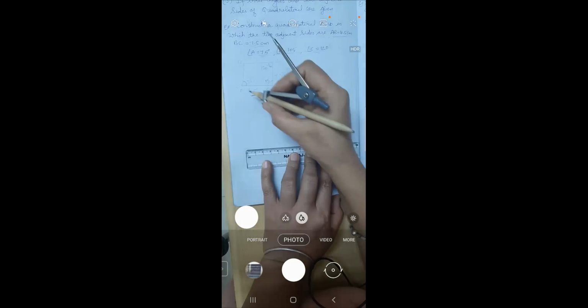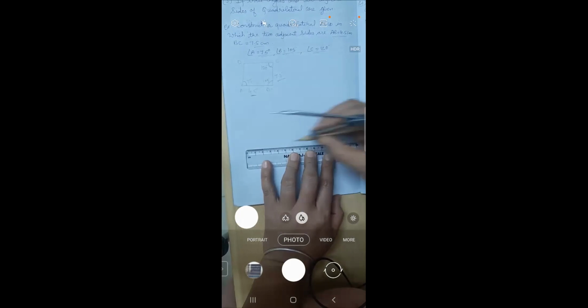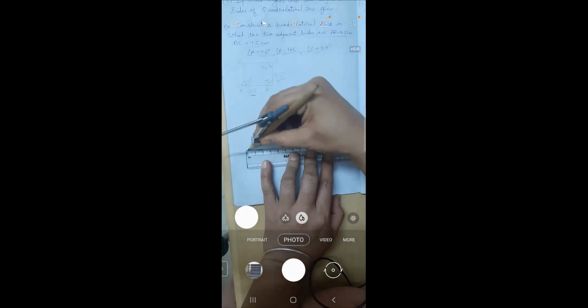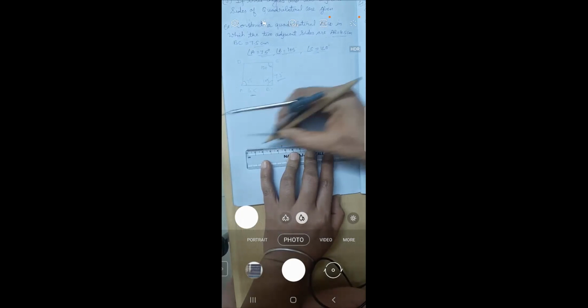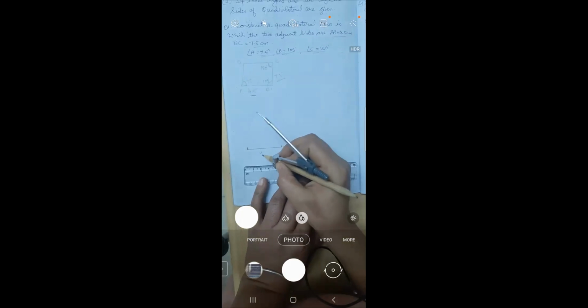So how will you start? Here the diagonal is not given. If the diagonal is given, then always start with the diagonal. If the diagonal is not given, then draw whatever line is given first. So draw the AB line first. It is 4.5 centimeter.